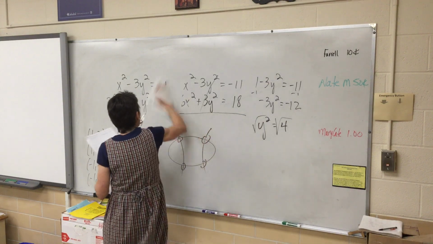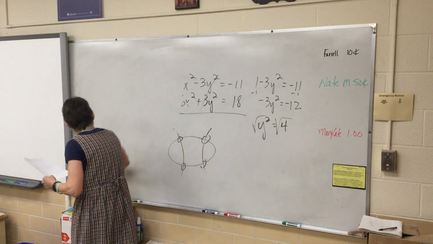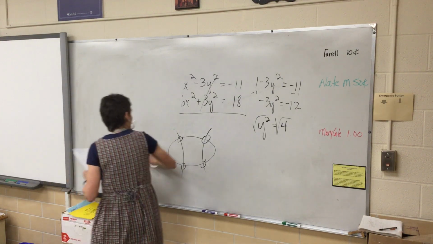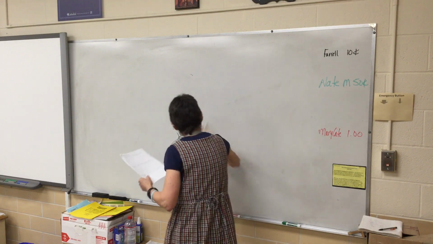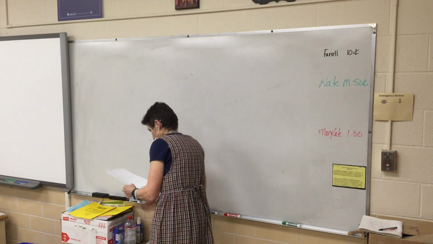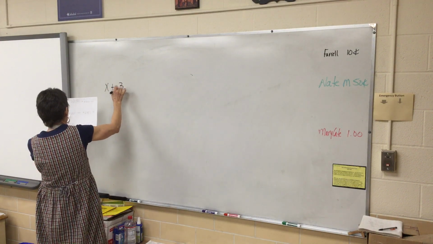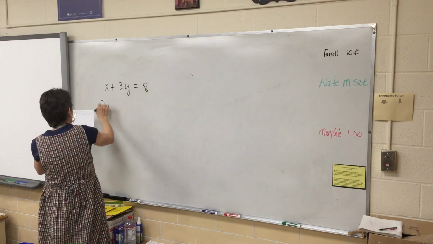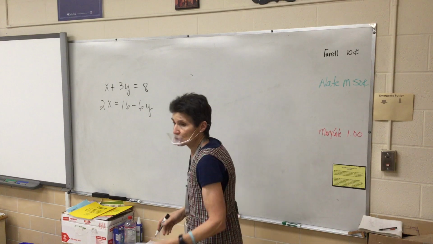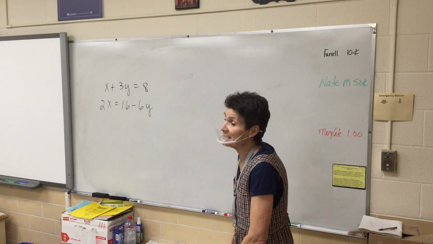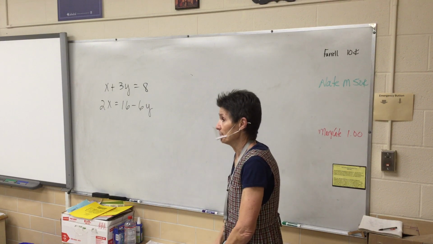All right, one more. Number 5. By the way, you don't need to know what those shapes are. I just showed you. You just need to find the points of intersection. Okay. X plus 3y equals 8. And 2x equals 16 minus 6y. We are doing elimination. This is number 5.